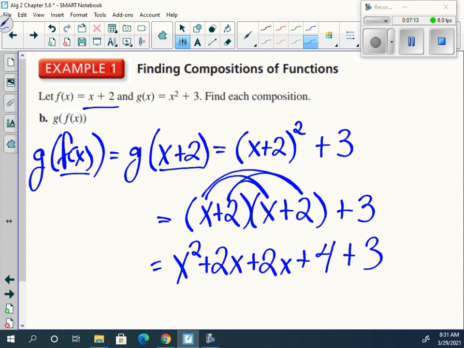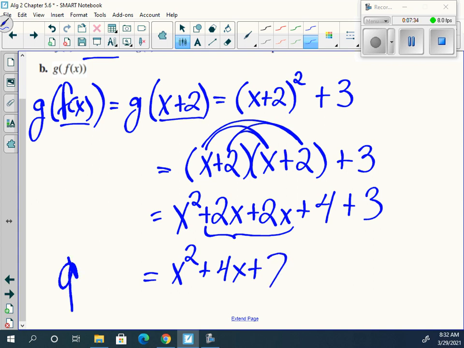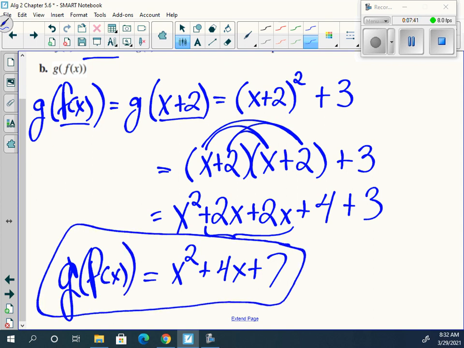Okay. Now we can call it good as long as there's no like terms, but are there like terms? Well, x squared is by itself, but what do we have? 2x's, which gives us 4x. 2x plus 2x is 4x, plus 7. So g of f of x is going to give us x squared plus 4x plus 7.